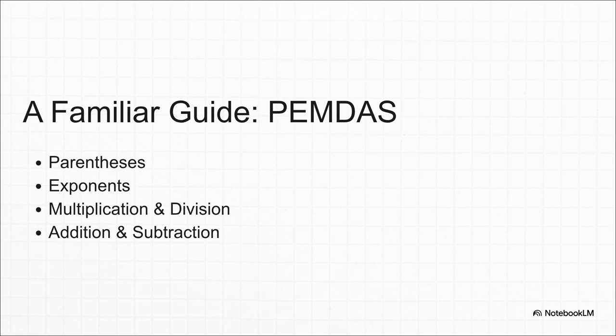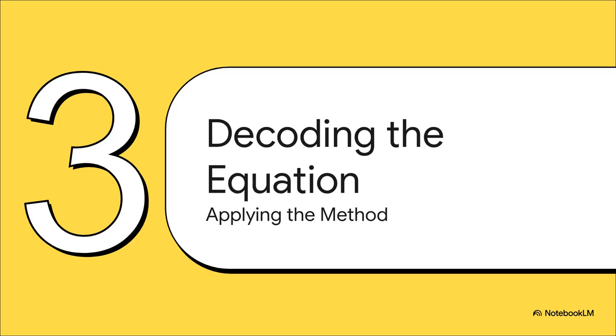And of course, there's our old friend PEMDAS, the order of operations. This is our guide for simplifying things. But here's the twist. When we're solving for a variable, we often use these ideas in reverse to carefully undo the problem, one step at a time. All right, with our toolkit ready, let's put on our detective hats and decode our first equation. We're going to apply these concepts to break down the problem and reveal the answer that's hidden right inside.